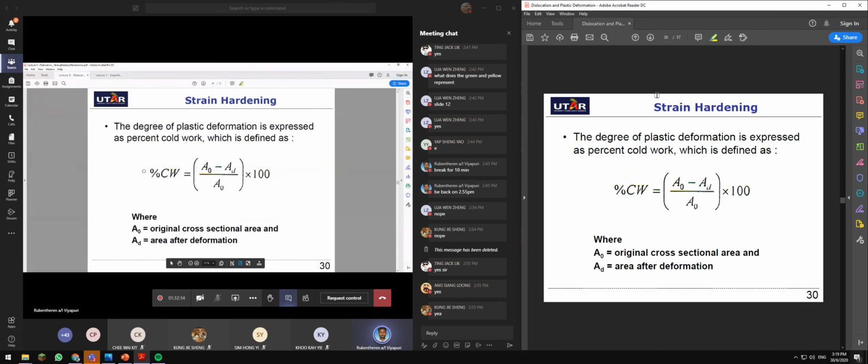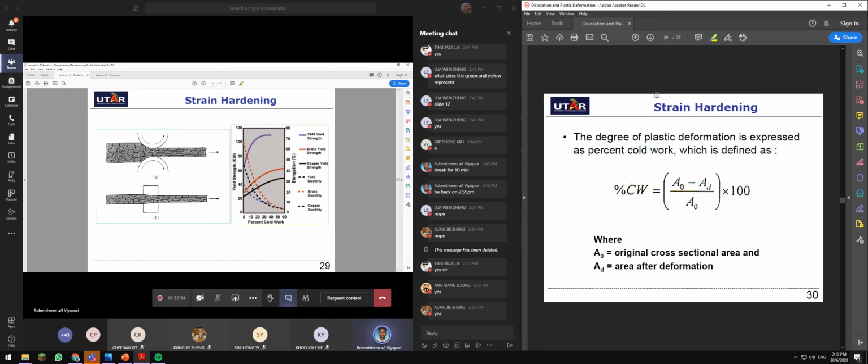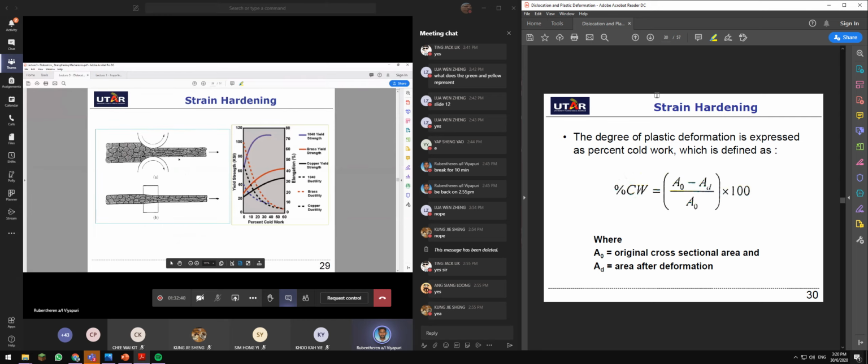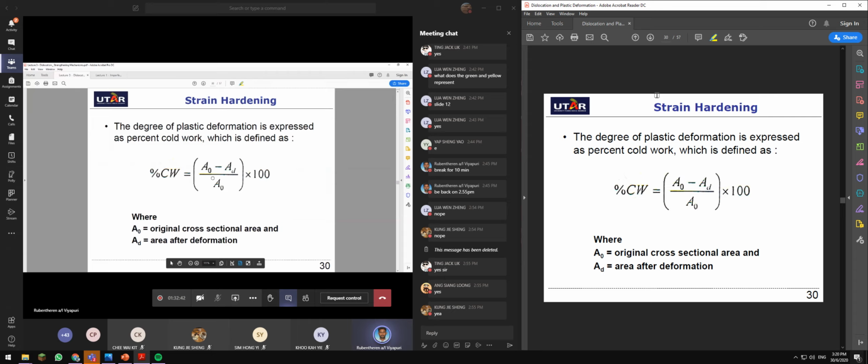All right, some formulas for it. The degree of plastic deformation is expressed as cold work percentage, which is defined as percentage of cold work equals A0 minus AD, where A0 is the original cross-sectional area and AD is the area after deformation, divided by A0, the original cross-sectional area, times 100.